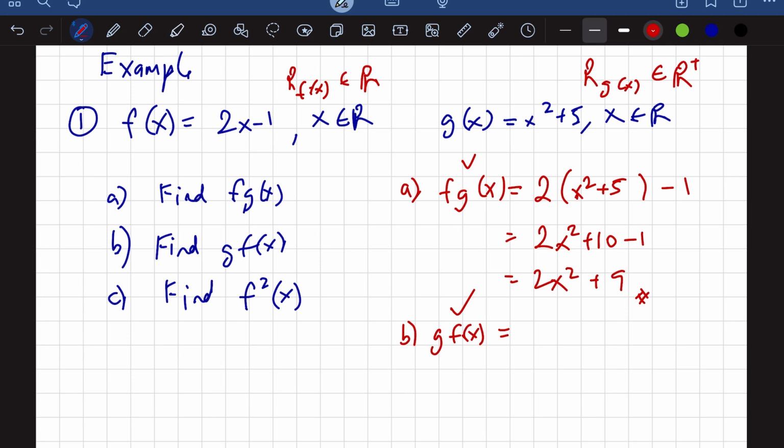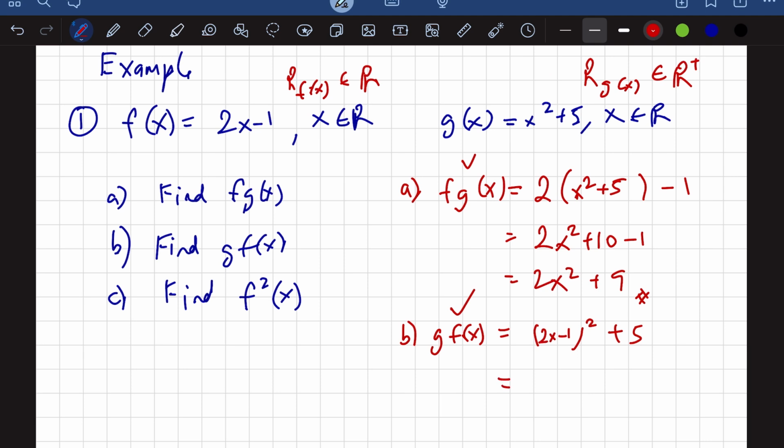So in this case, my g function will be x squared plus 5, right? So I put the x as a placeholder. I'm going to replace the placeholder with the entire f(x) function. In this case, it's 2x minus 1.